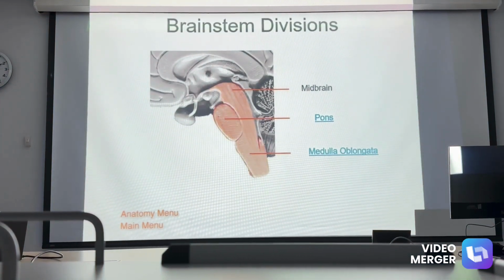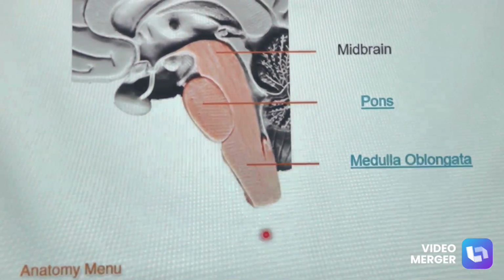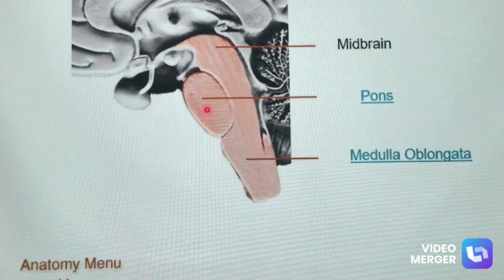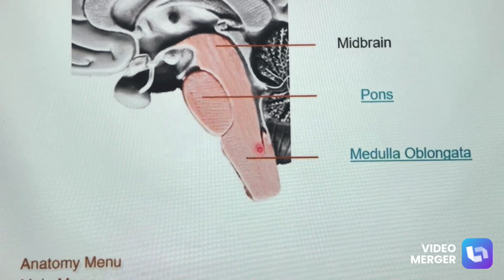These are the divisions of the brainstem. The higher part is the midbrain, this is the pons, and this is the medulla oblongata.